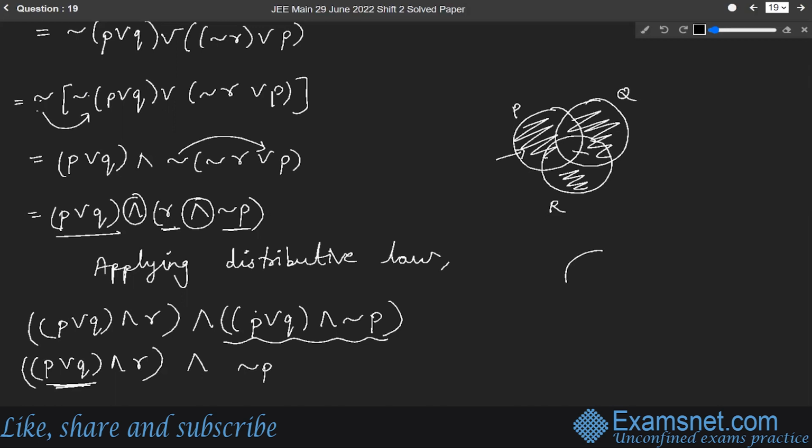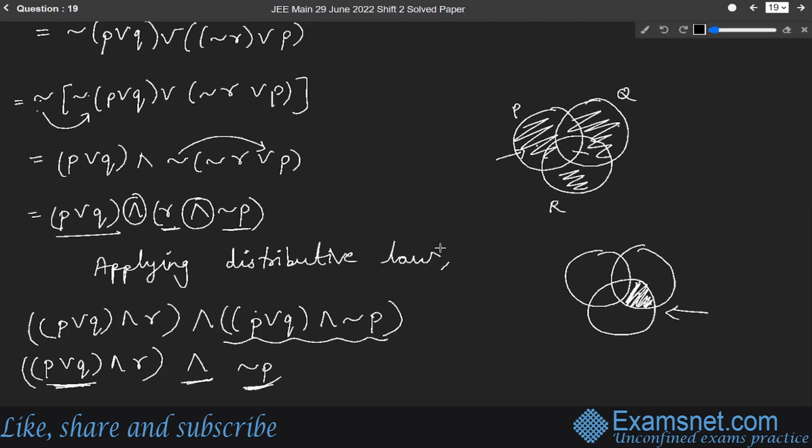So what will be the remaining region? If we do not want to include P, the remaining region will be the common region between Q and R. What is the common region between Q and R? This is the common region between Q and R. So this will be the Venn diagram for this given condition. All right. First we have taken whole P and whole Q. Then we have taken R. But again by this condition and negation of P, it means we have to remove this P.